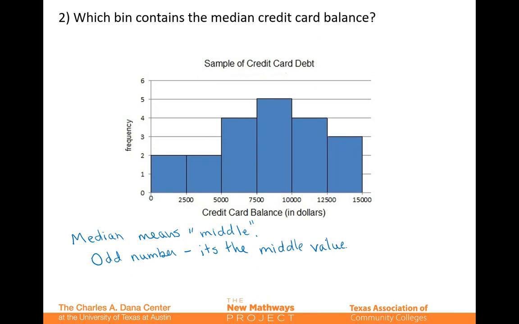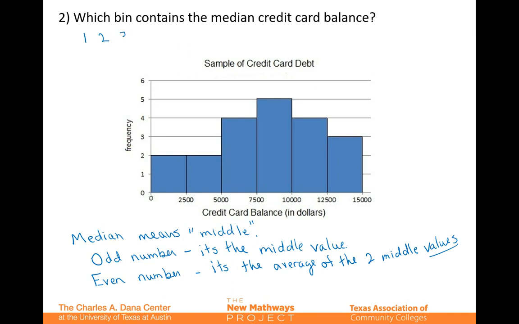If you have an even number, it's the average of the two middle values. Here we have 20 data points. If you have 20 data points, let's just look at 20 data points.